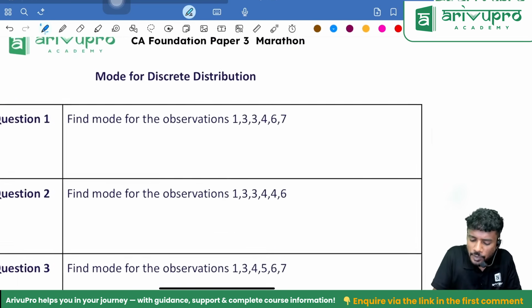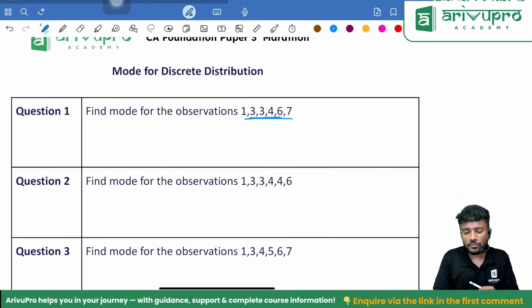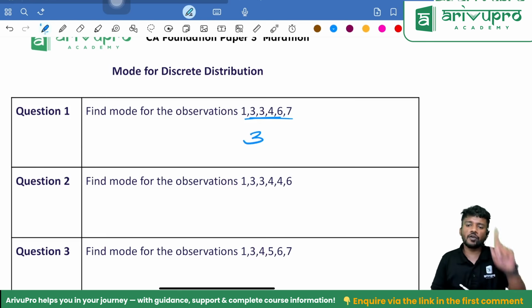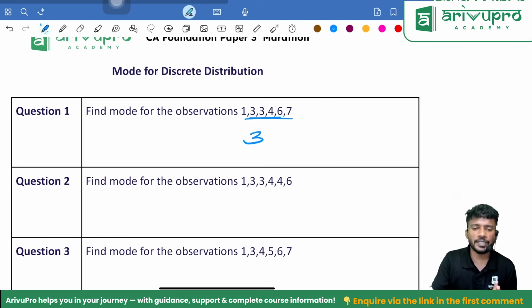Now, how many modes are there for this? What is the mode here? 3 is the mode. Only one mode is there, unimodal. And what is the mode? 3. Why 3? Because 3 is repeated 2 times.